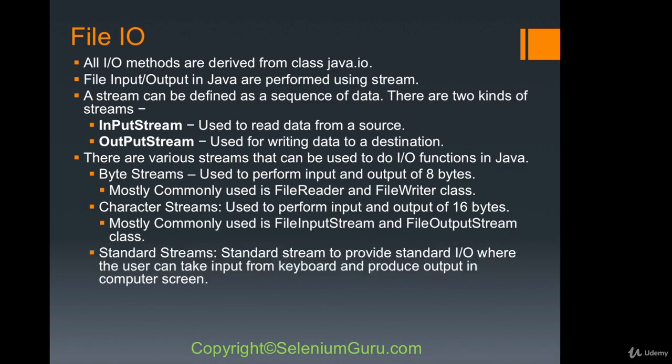And the third one is standard stream. Standard stream is used to provide a standard input and output where the user can take input from the keyboard and produce output on the computer screen. So till now we've been using standard stream, right? We're using system.out.println, so we're actually doing the standard stream, okay? Because we wanted to display the information to the user from the computer, right? You want to display the output, you want to print the output, then we use system.out.println, which is the standard stream.